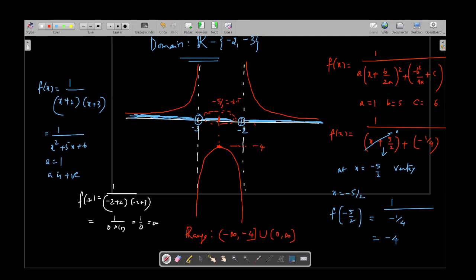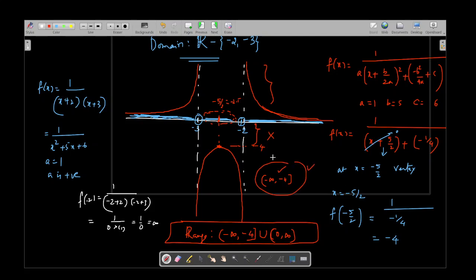So this area is not included in the range. We do not include 0 also because this curve approaches 0. It will not touch 0, but it approaches 0, so we cannot include it. In some textbooks, even in standard textbooks, they have only given from minus infinity to minus 4. They have not included this part, which is wrong. So if in any exam you don't get this option, and you get only this option, then you can tick this answer. If you have this option, you have to tick this one.